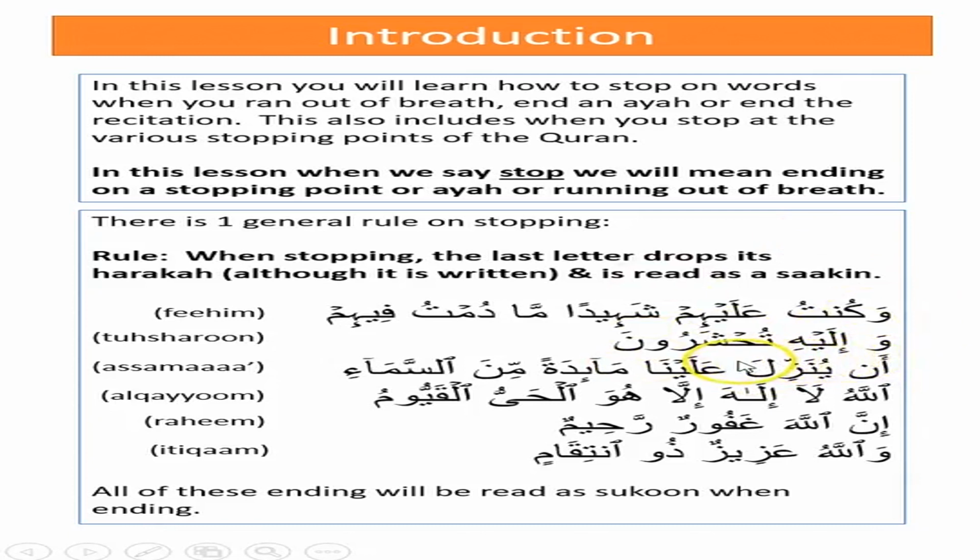وَإِلَيْهِ تُحْشَرُونَ. Because this fatha is dropped and we turn it into a sakin. So we can see here وَإِلَيْهِ تُحْشَرُونَ. This fatha has become a sakin, even though it will still be written as a fatha in the Quran, but there will either be a stopping point, or you would have run out of breath, or it will be at the end of an ayah. This is normally at the end of an ayah.